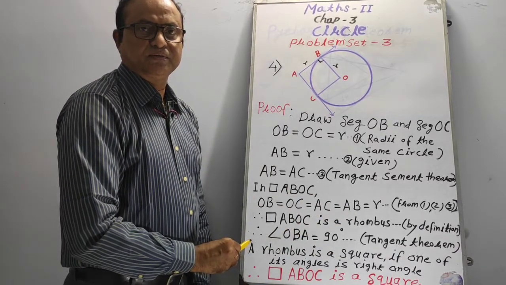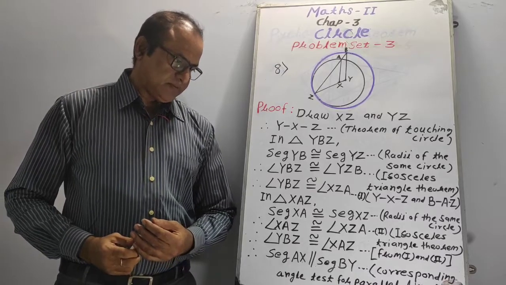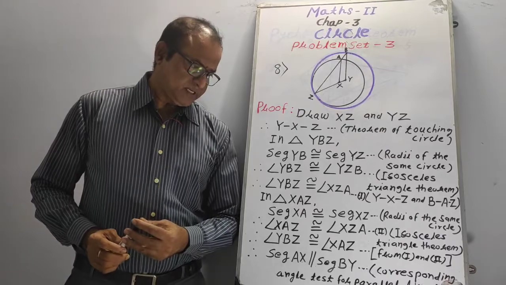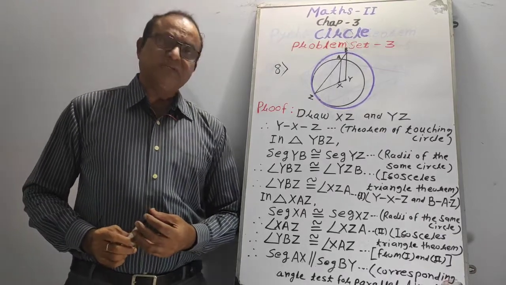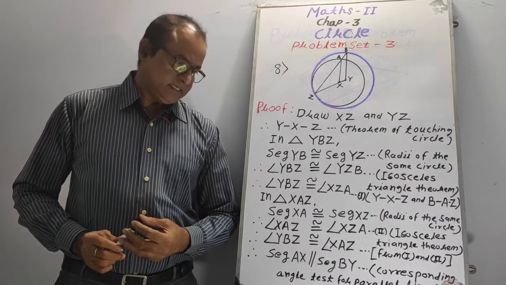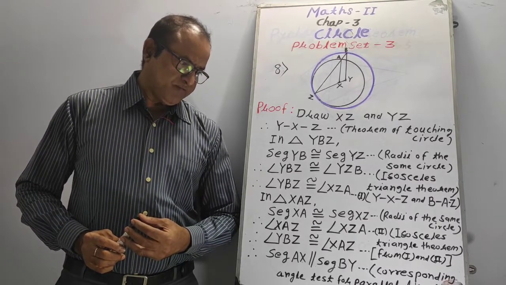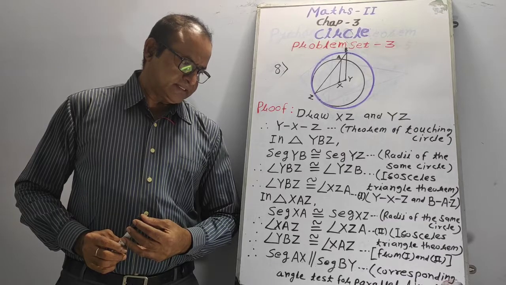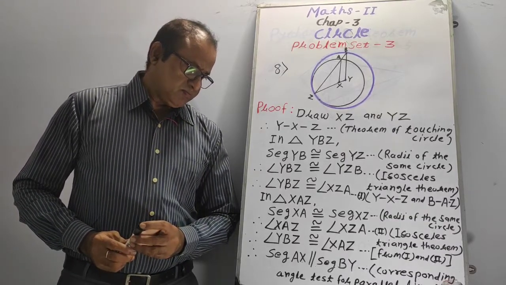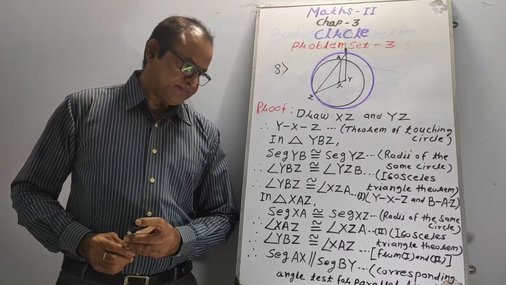All of you understood? Next example, example number 8. I am reading example number 8. You listen to it carefully. In the figure, circles with centers X and Y touch internally at point Z. Seg BZ is a chord of the bigger circle and it intersects the smaller circle at point A. Prove that seg AX is parallel to seg BY.